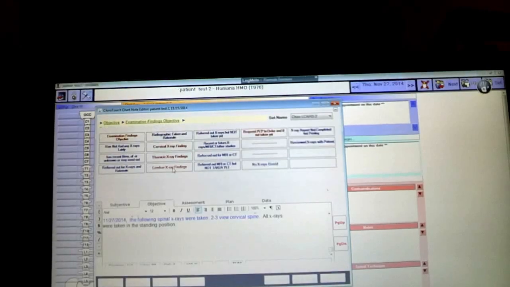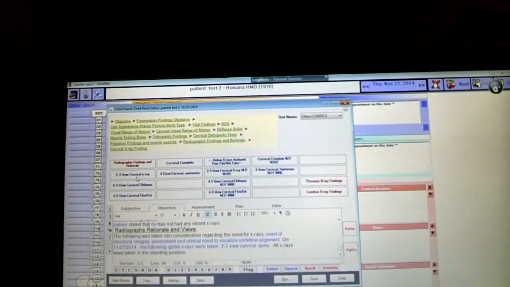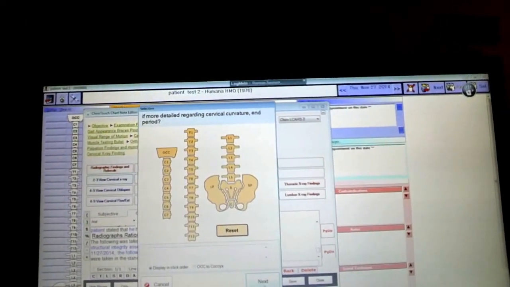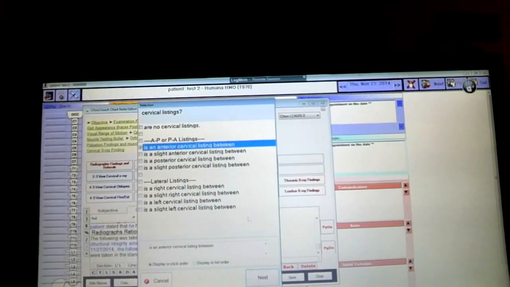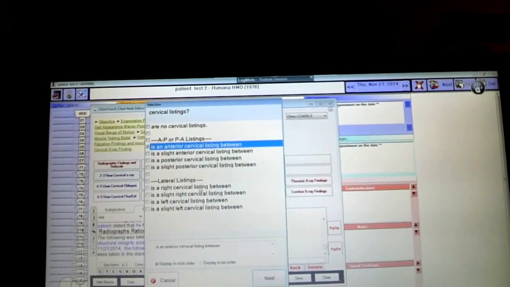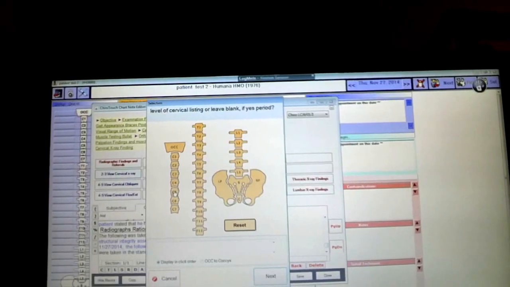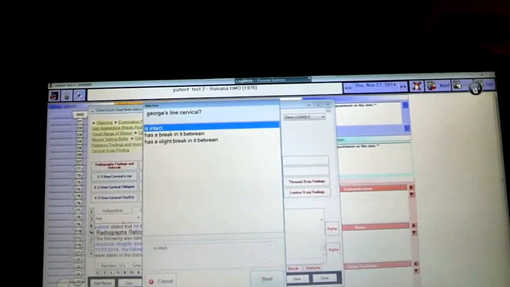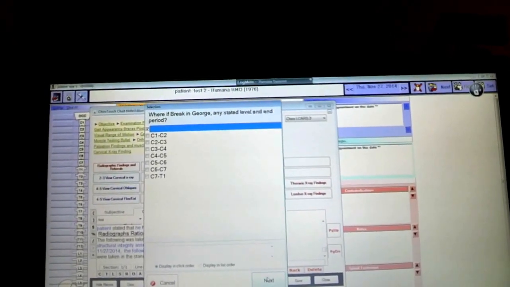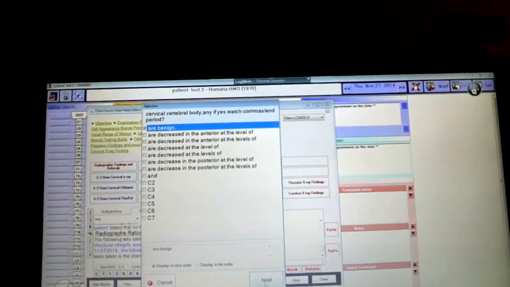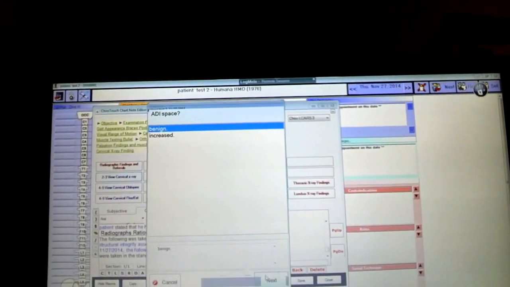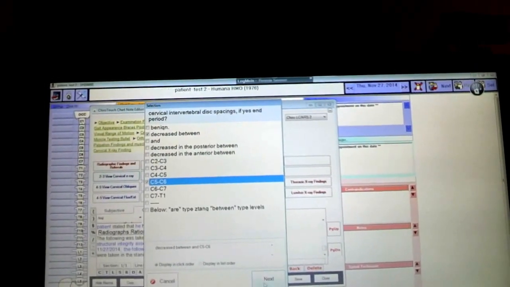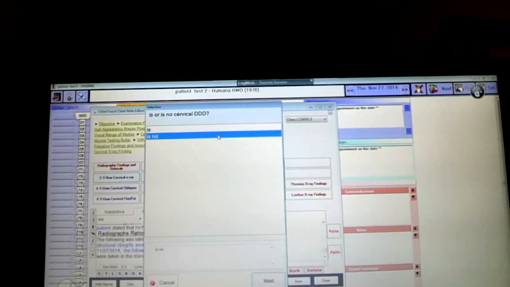From there we go directly under cervical x-rays after we take the x-rays, and then we can say that under the cervical spine they have a normal curvature. They have a slight anterior listing. Actually, let's go ahead and say it's a lateral listing. Lateral listing to the right from C5 to C1. And then from there, we're going to say that George's line is intact. We can say that the vertebral body heights are also intact. From there, we can ask a question regarding the ADI space. And we can say that there's a decrease in disc spacing between C5 and C6. From there, we can say that there is no degenerative joint disease.